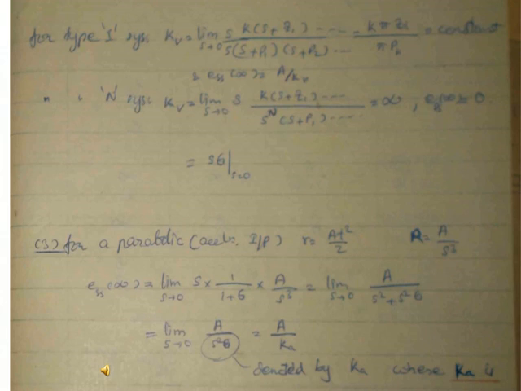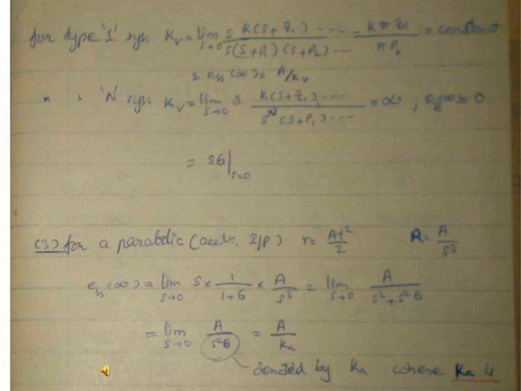For the type 3 system, the parabolic input, we call it the acceleration input, which can be written as r equal to A t squared divided by 2. So R equals A divided by s to the power 3. For the steady state error, e_ss at infinity is the limit as s approaches 0 of s multiplied by 1 divided by (1 plus G multiplied by A divided by s cubed). So the limit as s approaches 0 of A divided by (s squared plus s squared G), which gives A divided by K_a. This K_a is the acceleration constant.